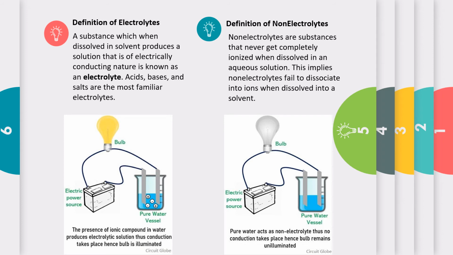And the opposite thing is the definition of the non-electrolytes. Non-electrolytes are substances that never get completely ionized when dissolved in an aqueous solution. So this implies non-electrolytes fail to dissociate into ions when dissolved into a solvent. So that means that the bulb won't turn on. So here's the example for the non-electrolytes.